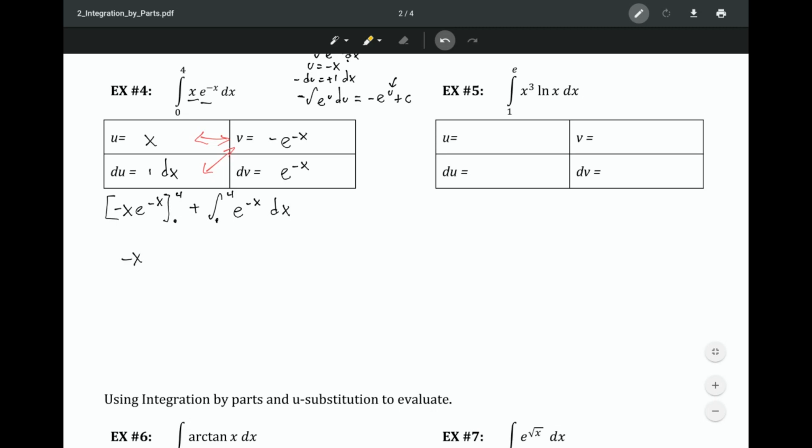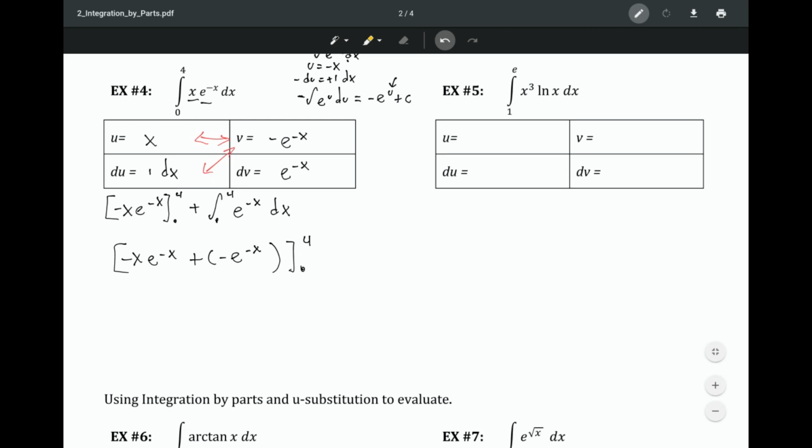So I'm not going to evaluate this yet, though I could. There's nothing wrong with that. I'm going to go ahead and take the integral of this first, which is just negative e to the negative x, and I'm going to evaluate that between 0 and 4. Okay? So now I'm going to plug in the 4 in all of this equation, and then I'm going to plug in the 0 in that equation, and hopefully I end up with some kind of number.